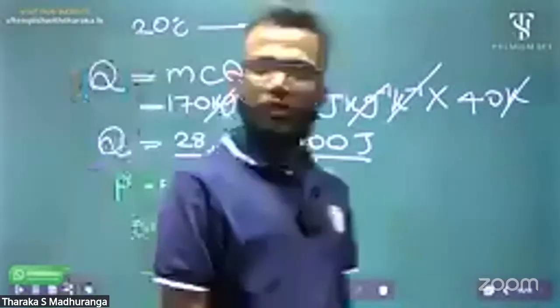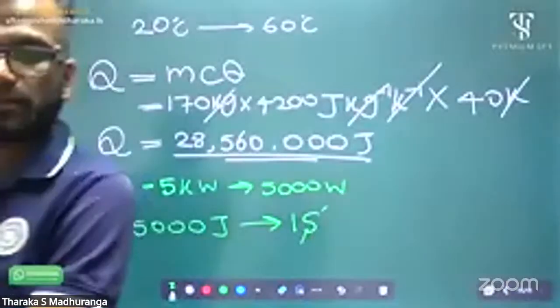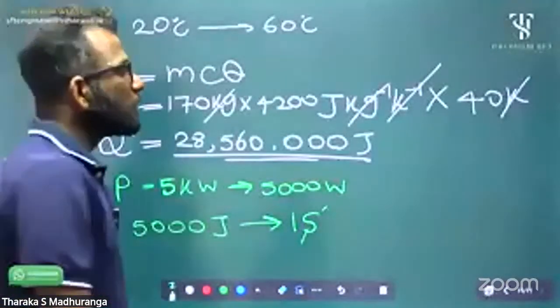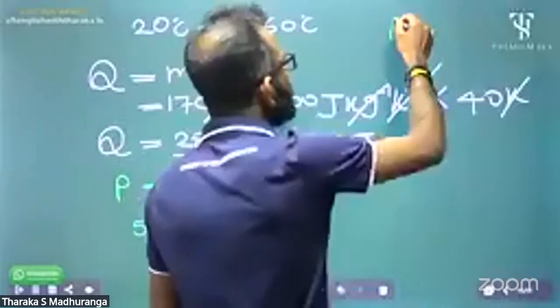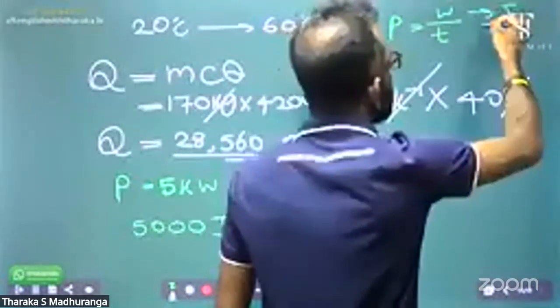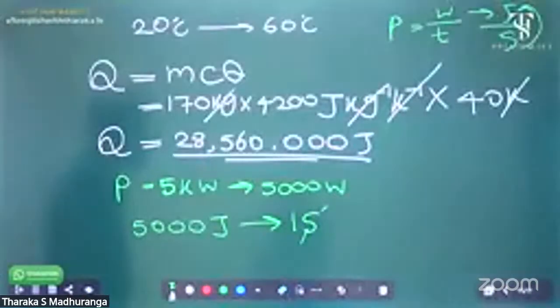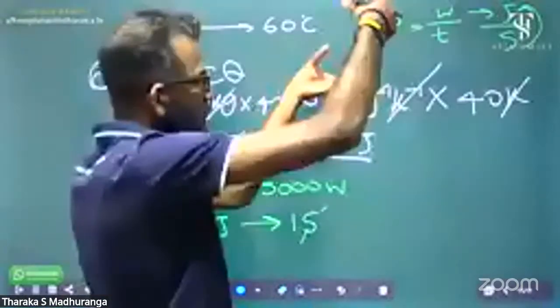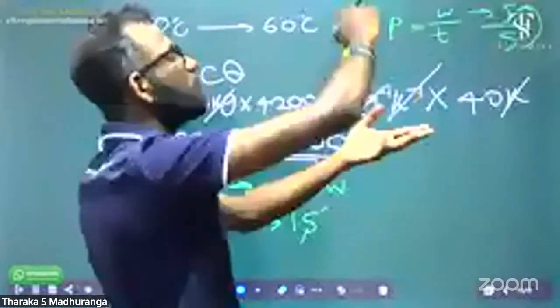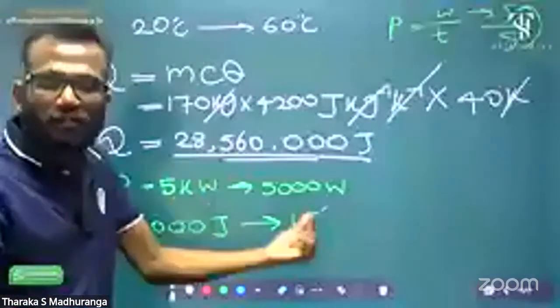That's the meaning. Joules per second is power. Why? Power is equal to work over time. The work is in joules, the time in seconds. Joules per second is a power: the amount of energy within 1 second. Okay, now I have 5,000 joules within 1 second.